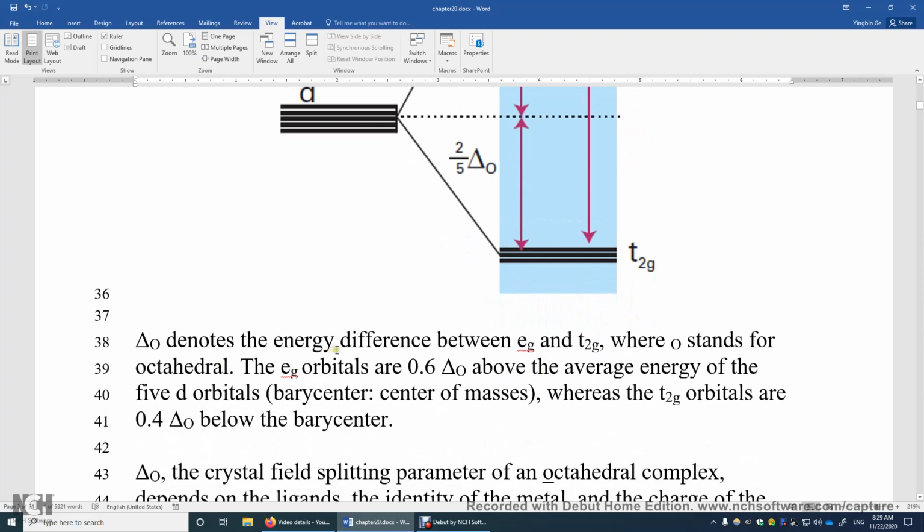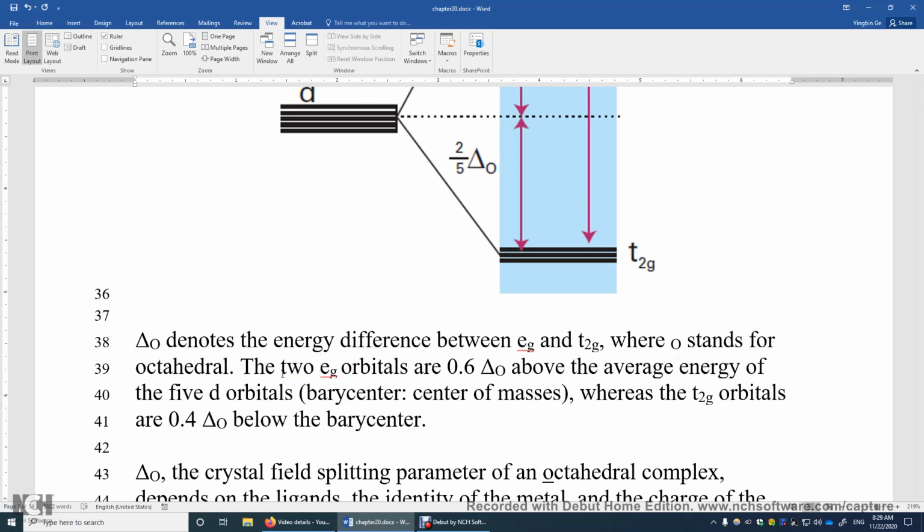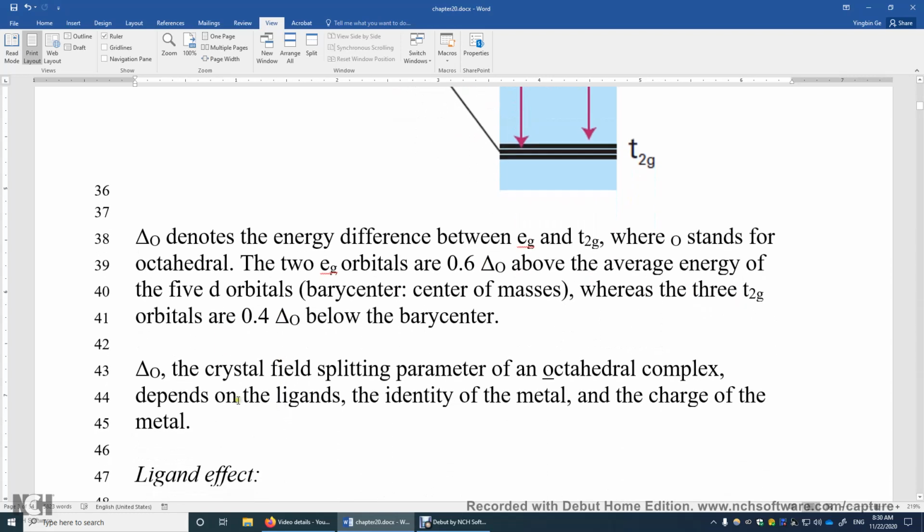So again, delta O denotes the energy difference between eg and t2g in this octahedral complex, and O stands for octahedral. The two eg orbitals are 0.6 delta O above the barycenter, and then the t2g orbitals are 0.4 delta O below the barycenter. Delta O is, again, the crystal field splitting parameter, so how much the d orbitals are split in an octahedral complex. Pay attention to this O, and later you will see for a tetrahedral complex, it's going to be called delta T.